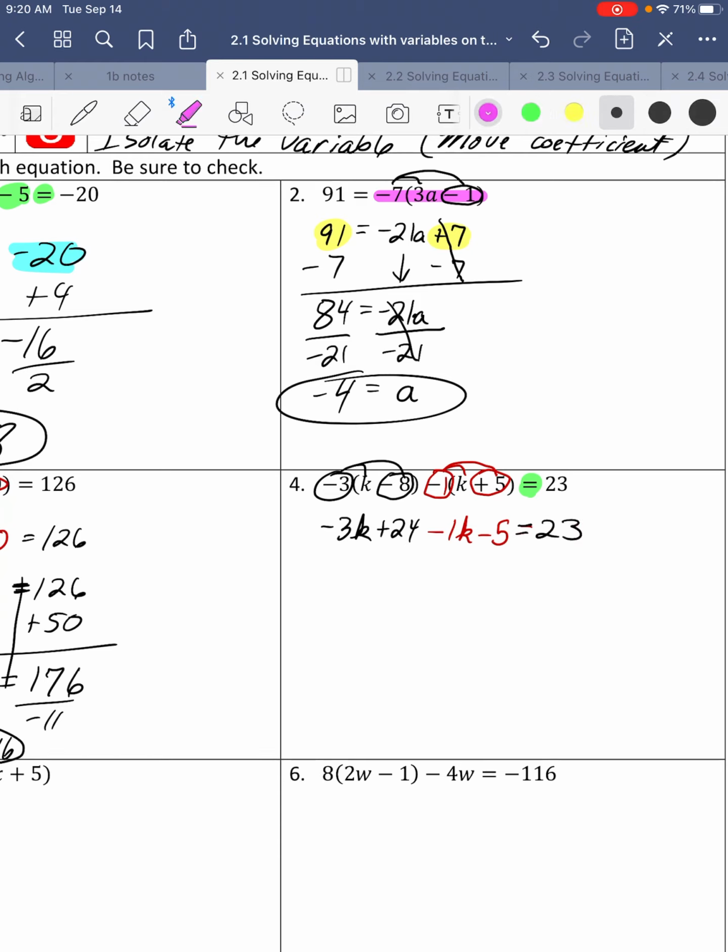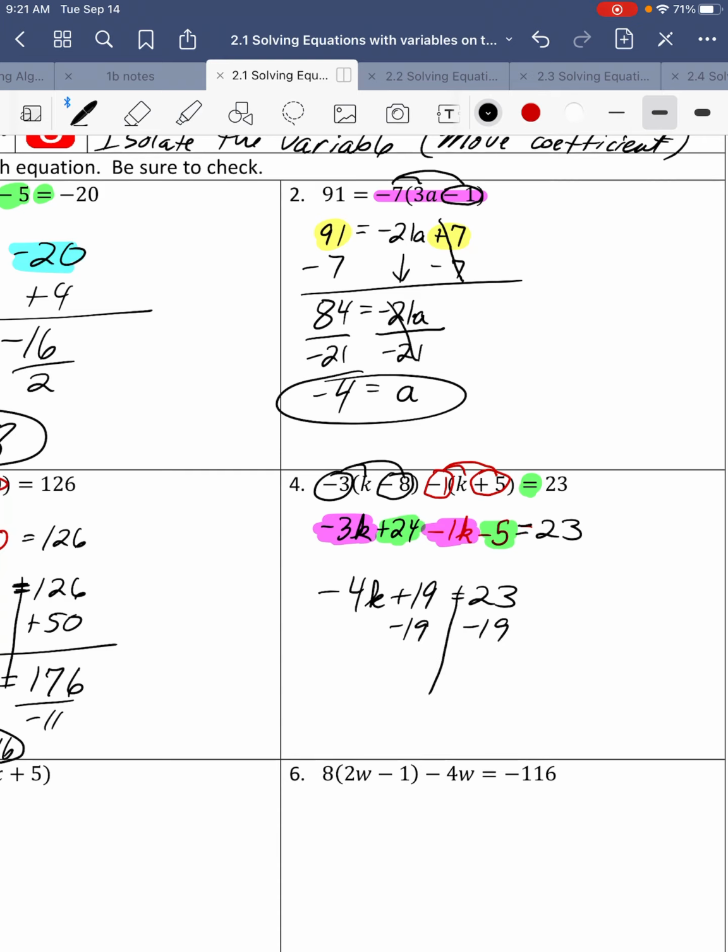Gather your like terms on the same side of the equal sign. So we have -3k minus 1 more k is a -4k. 24 minus 5 is 19. Now we have like terms all simplified on the same side of the equal sign. Now we're going to look at opposite sides. We have the 19, we're going to subtract.